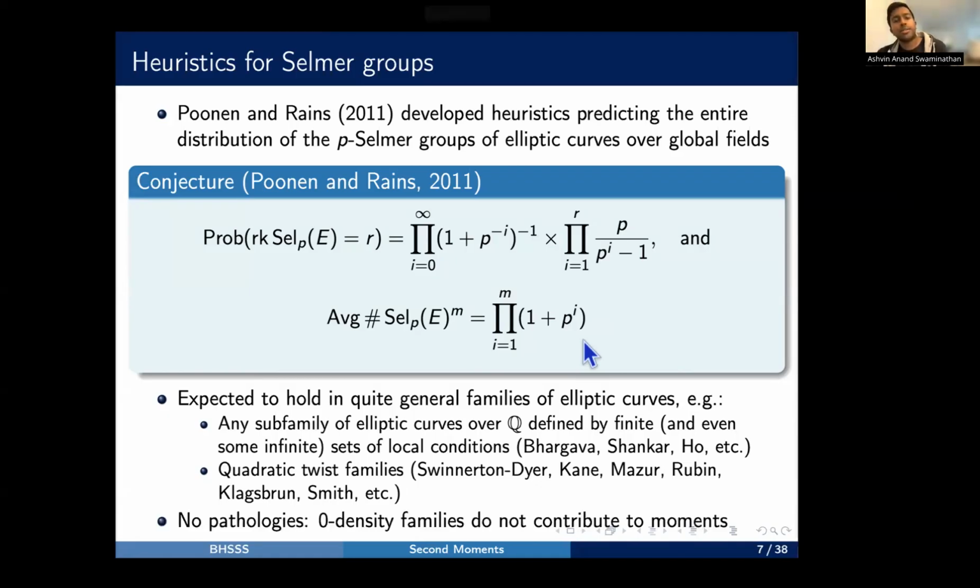And the other thing I should say about this conjecture is that there are no pathologies here. The conjecture doesn't allow for any zero density family to contribute to the moments. In other words, if you just take the probabilities given here and compute the moments using the probabilities, you will get the formula on the second line of the conjecture. So we should expect no pathological behavior. Okay, so that's the conjecture for the distribution of Selmer groups.